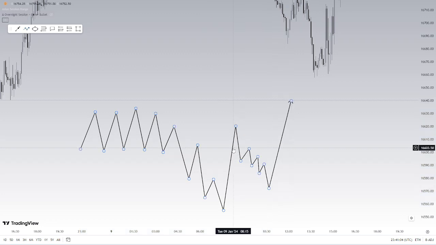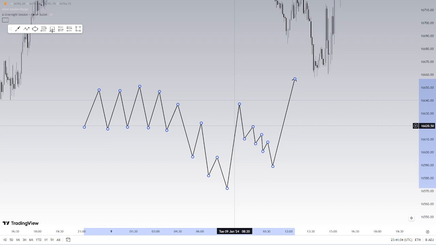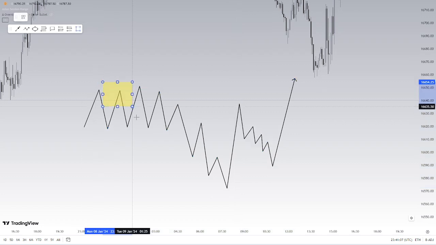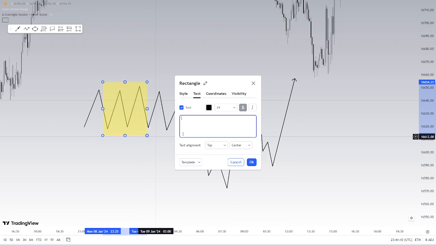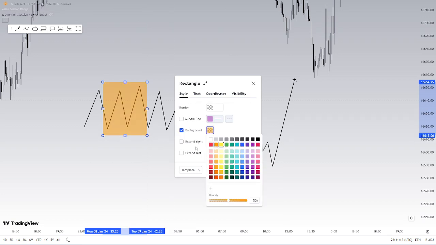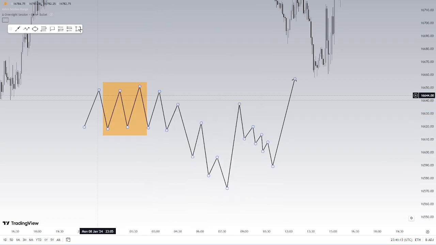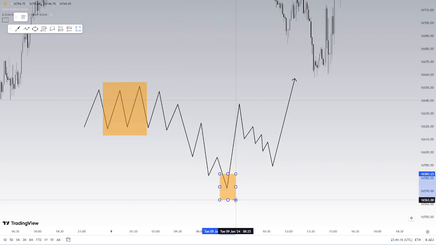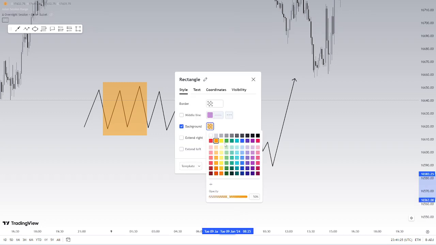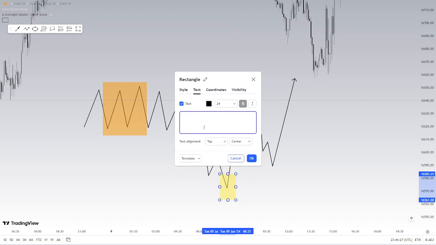So if I just label the schematic first, we have our accumulation, which is going to be in orange. The accumulation is the Asian range, always the Asian range. We have a manipulation in price over here, and this is the Judas swing or the turtle soup. They all just mean the same thing, or simply just the manipulation of price, right? It's the M in the AMD model. So this is the manipulation or the Judas swing.